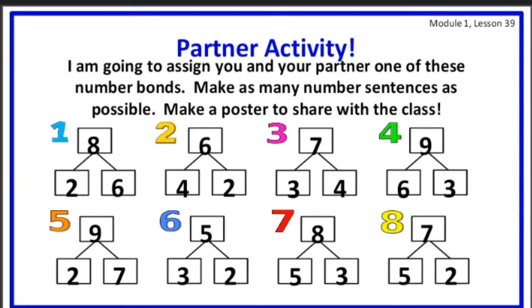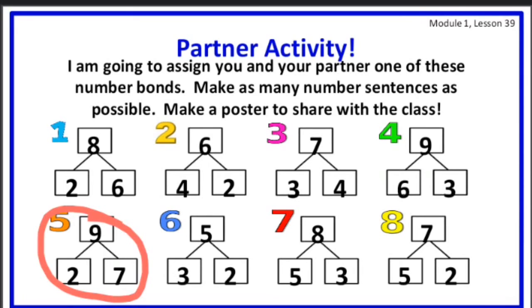Let me pick number bond 5. That is 9 is the whole. Alright, I'm picking this number bond. 9 is the whole. 2 and 7 are the parts. Now they said make as many number sentences as possible. Good. Now from this number bond I want to make a number sentence, just one for a start, then we'll make others. Are you ready?